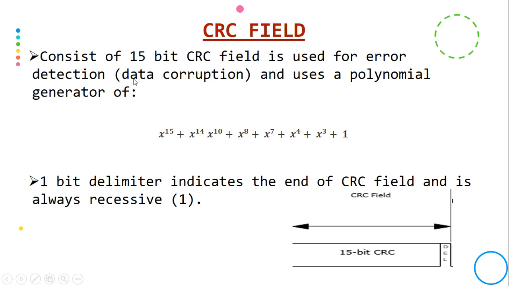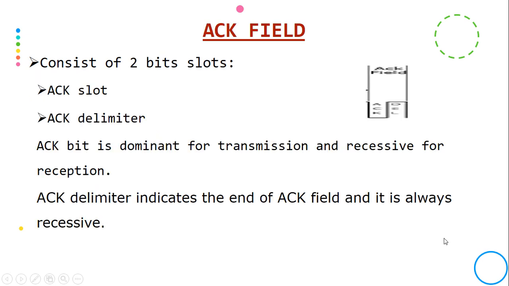CRC field. It consists of 15 bits CRC field used for the error detection, that is whether the data is corrupted or not, and uses a 15th order polynomial with a generator function as shown here. 1 bit delimiter is used to indicate the end of the CRC field, and it is always recessive.